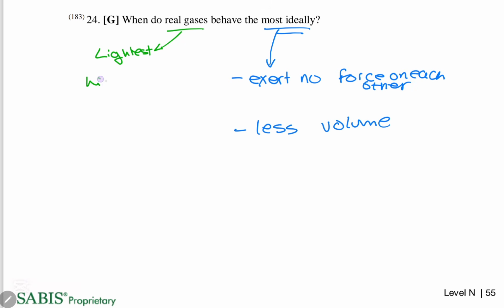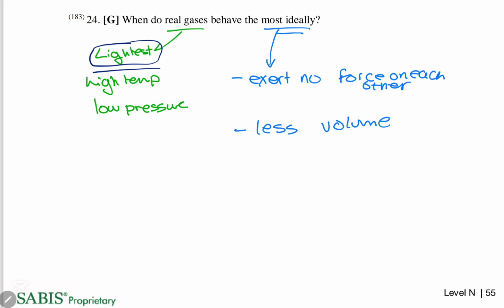Then it should have a higher temperature. That means a gas at 300 Kelvin is more ideal than a gas at 200 Kelvin. Then it should have low pressure. Now let me explain why in each case. So let's go back to the first set of rules that we wrote, or, I forgot what they were called, the assumptions of ideal gases.